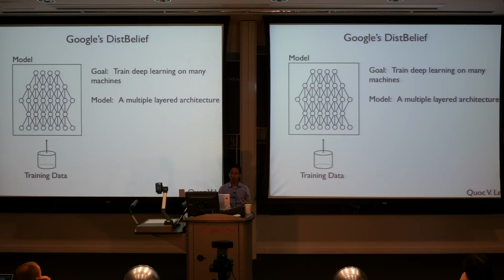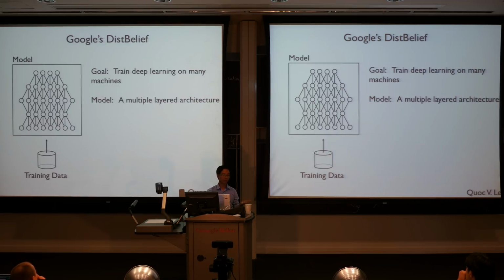So at Google, I worked on something called DistBelief, to reflect the fact that I didn't believe it should work, right? We came up with the name to reflect that we couldn't believe this thing was going to work, so we just tried it out. It stands for distributed belief networks. The goal is to train deep learning on many machines, like maybe 100 or 1,000 or even 10,000 or even more, 100,000 machines.